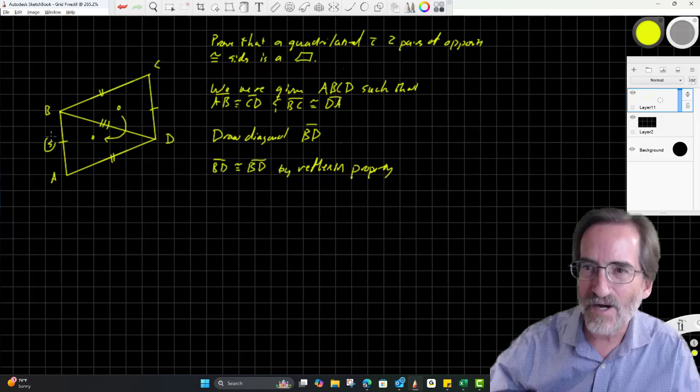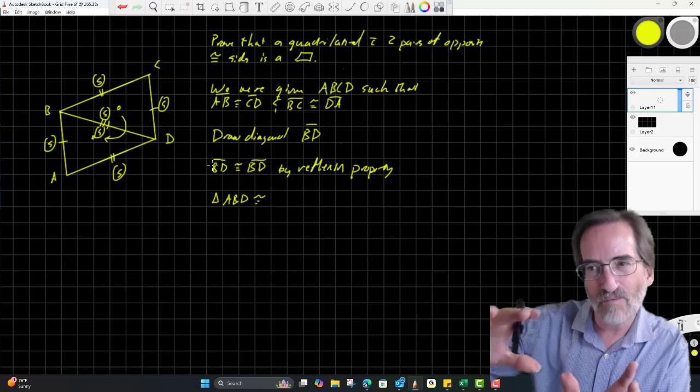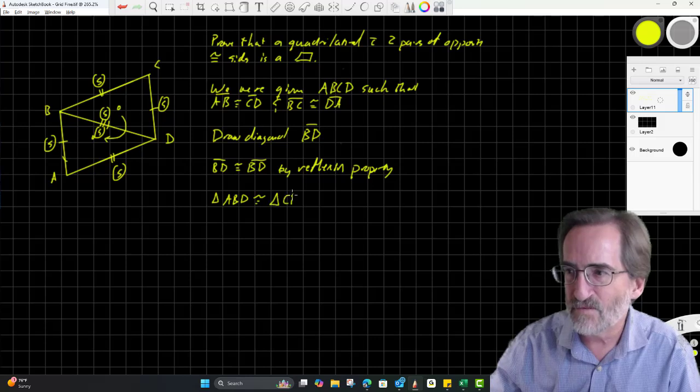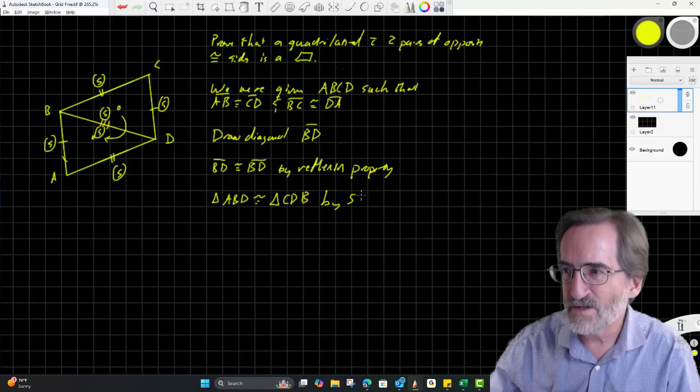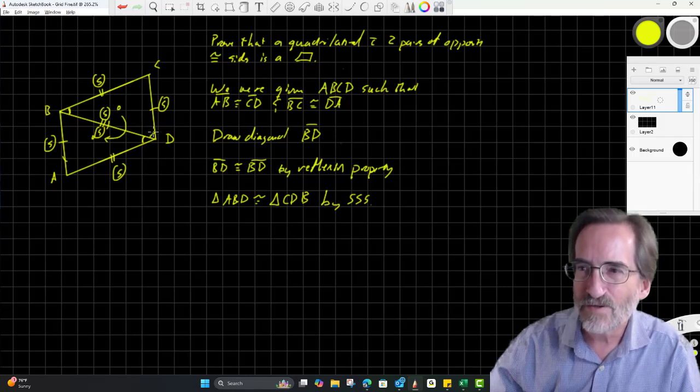By side, side, side, we have a side congruent to a side congruent to a side congruent to a side. So triangle ABD is congruent to, now you've got to picture it rotated, ABD goes to CDB, triangle CDB, by side, side, side. Now if triangles are congruent, so are their parts. So that means angle CBD is congruent to angle ADB. It also means that angle CDB is congruent to angle ABD.